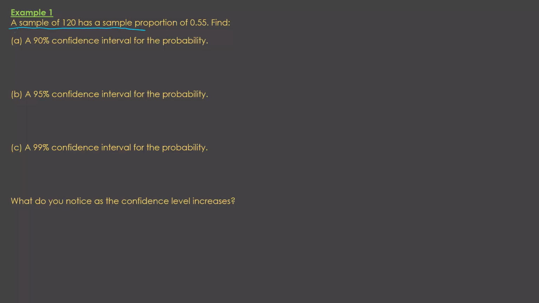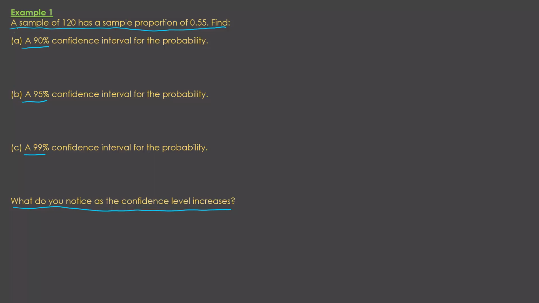A sample of 120 has a sample proportion of 0.55. We want to find the following: a 90% confidence interval, a 95% confidence interval, a 99% confidence interval, and what do we notice as the confidence level increases?